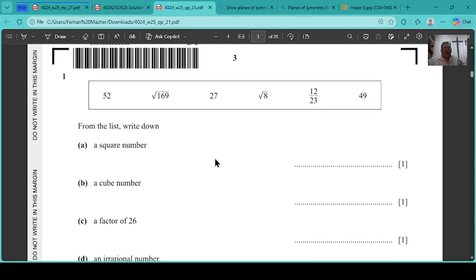A factor of 26. A factor of 26 can be 52, I think. No, a factor of 26 means a number in whose table 26 will come. The square root of 169 is 13, and 13 times 2 is 26.